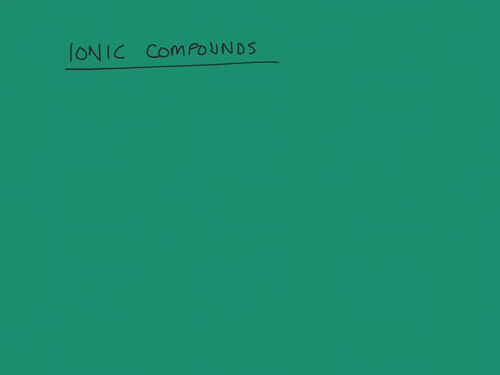Okay, so when we're looking at ionic compounds, what we're looking at are compounds that exchange electrons in their bonds. Okay? It's usually a metal ion with a non-metal ion. Okay, so you've got a metal ion with a non-metal ion.